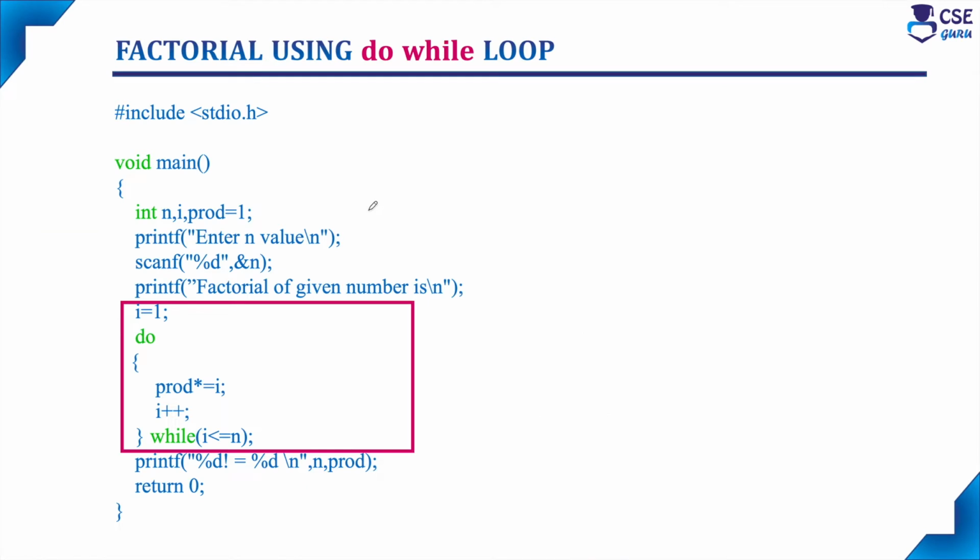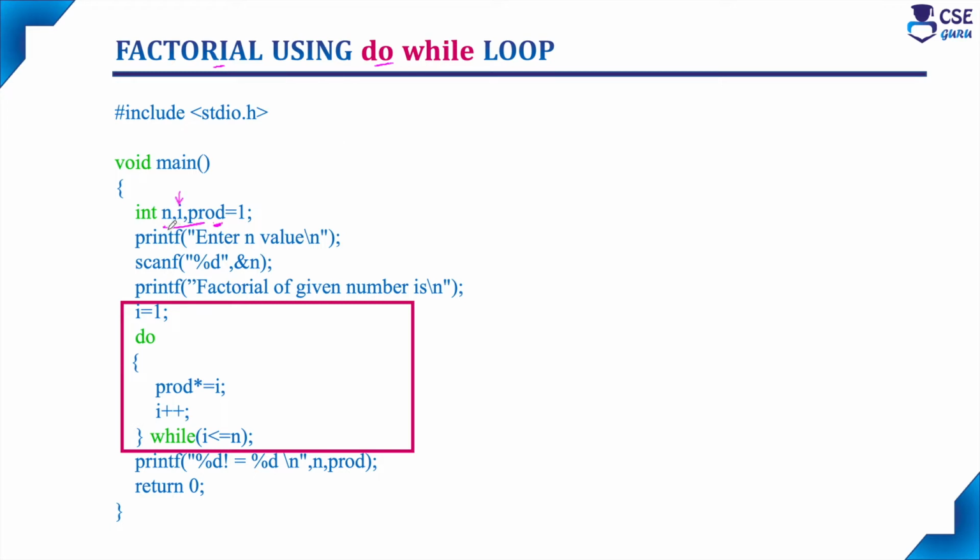In the previous session, we discussed the concept of the do while loop. I will provide the link in the description for your reference. Now, in this session, we will discuss the factorial function to implement the do while loop. We have already implemented the same program with a for loop and a while loop. Now, we will implement the factorial function with a do while loop.